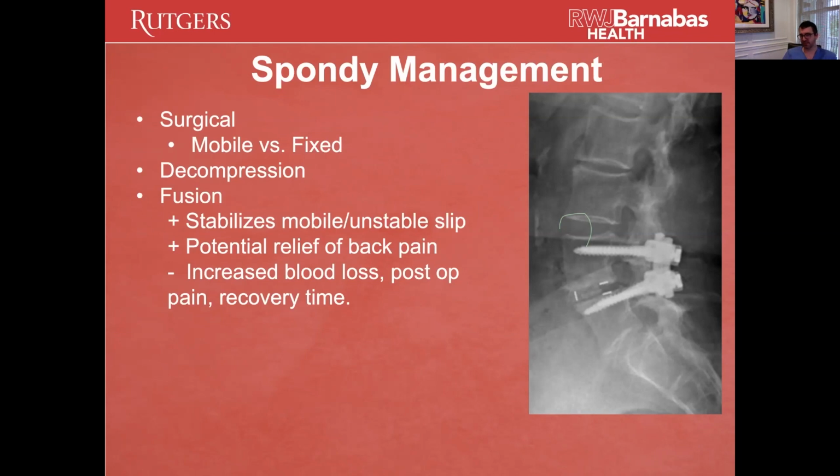First you need to accomplish a decompression. So you drill off the bones that are posterior to the canal, and that helps give the nerves room to breathe. Then a fusion stabilizes this mobile and potentially unstable slip. That fusion is what accomplishes a relief of back pain. The decompression is what gives you the relief of leg pain. That's the nerve pain or the radiculopathy.